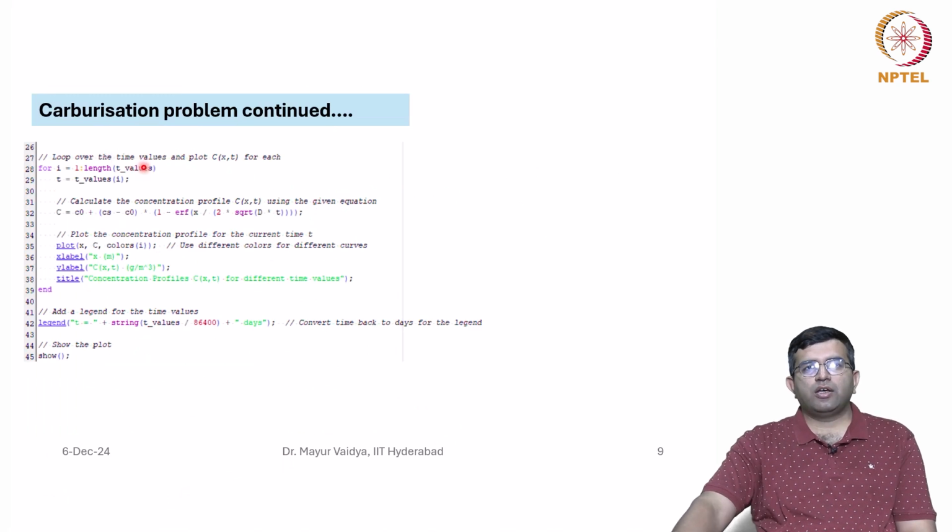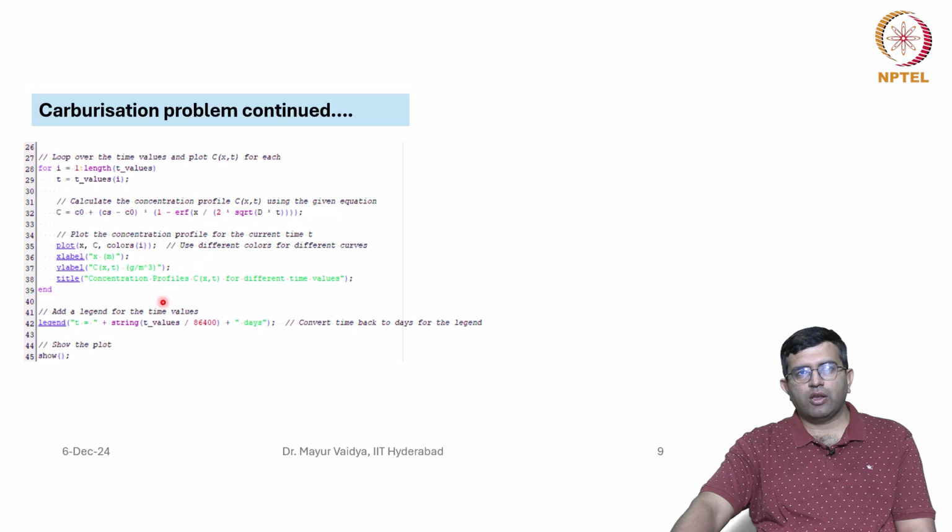And as I said, we use the loop for different time values and plot C of x comma t for each of the times. You calculate the concentration profile using the formula that we have given: C naught plus Cs minus C naught into 1 minus error function x by 2 root Dt. The error function is inbuilt, it can calculate the value. And then this is the plotting, labeling x, y, and the title. You can add a legend also, and finally you show the plot.